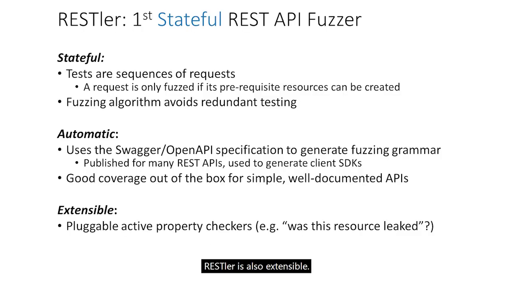RESTler is also extensible, so it has pluggable property checkers, and users can specify additional checkers, such as was this resource leaked, which is the checker that found the bug you saw earlier.